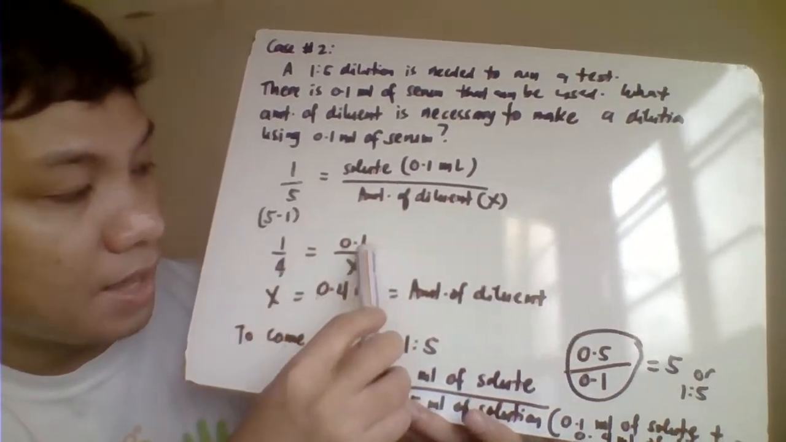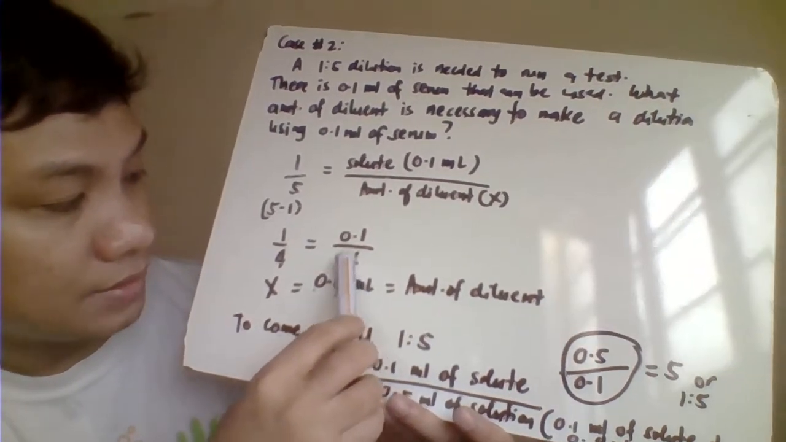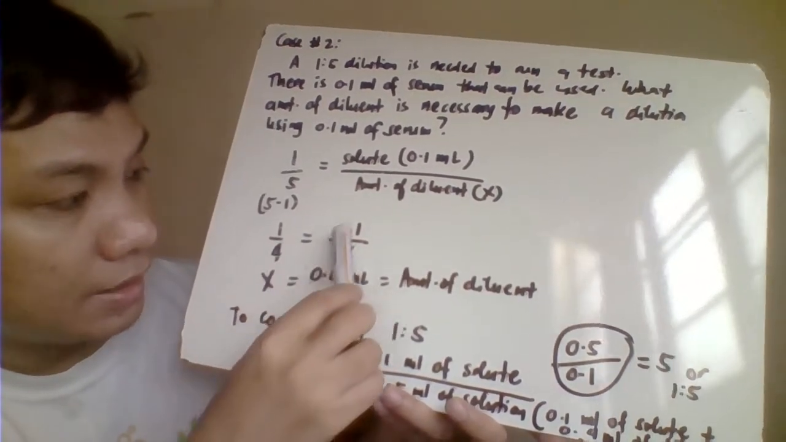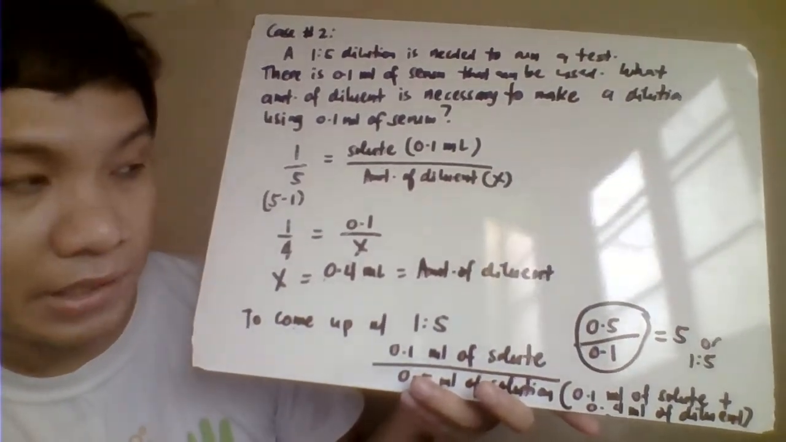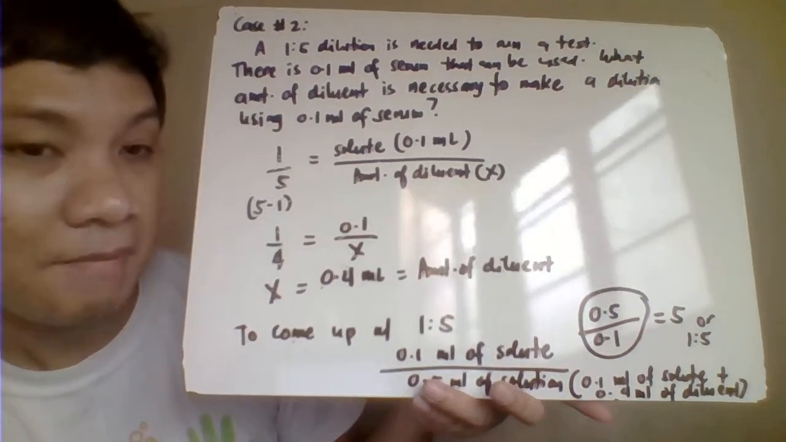Then we have 0.1 ml, then we have your X. So X here, and that one, 0.4 ml, will be the amount of your diluent. To check kung tama ang computation natin.